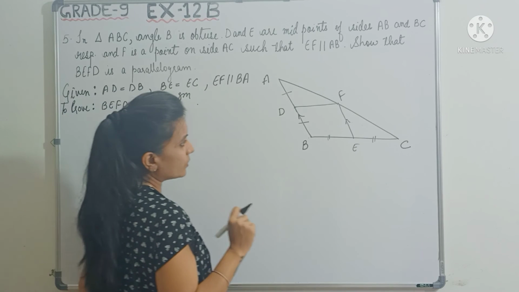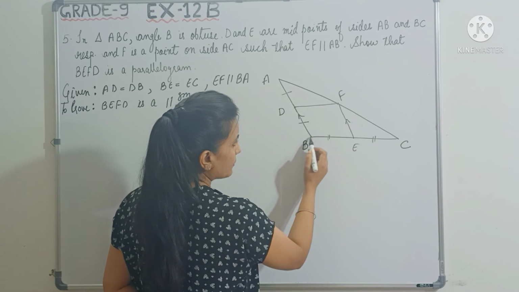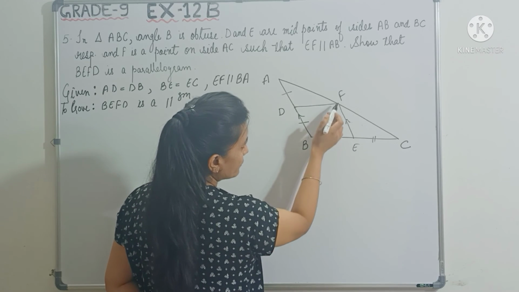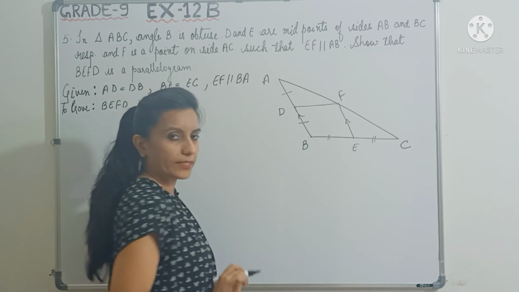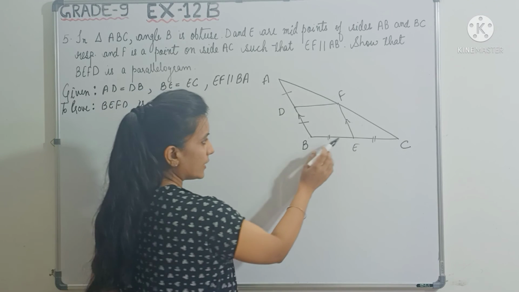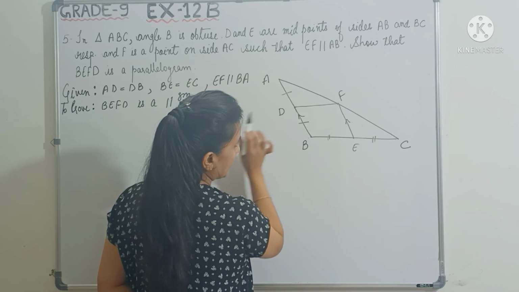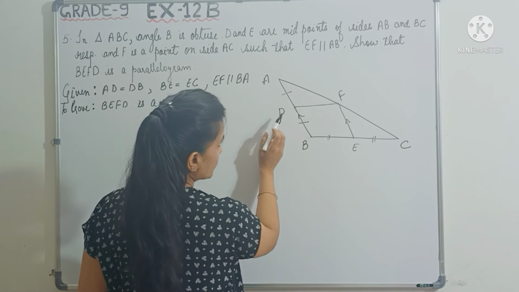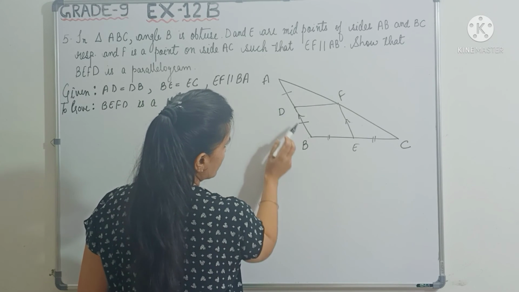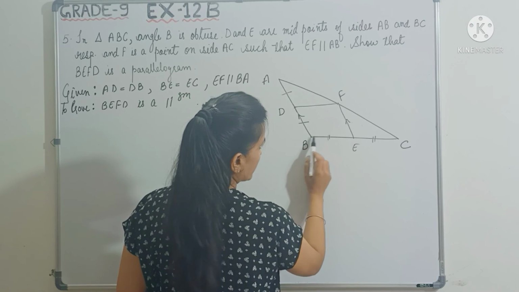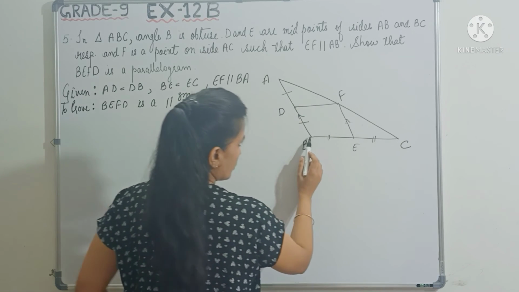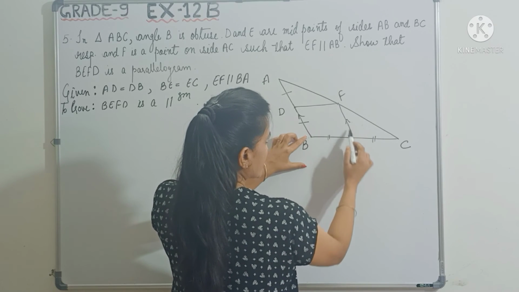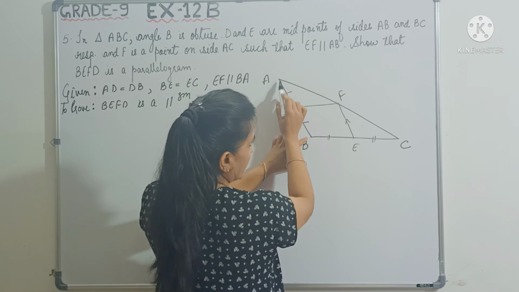So how will you think about the question, how will you show that BEFD is a parallelogram? Here if you see, EF is already parallel to BD, right? This is given in the question, correct? EF is parallel to BD. Now what else is given? Yes, here it's given that D is the midpoint of AB and E is the midpoint of BC. So E is the midpoint of BC and EF is parallel to BA, correct?